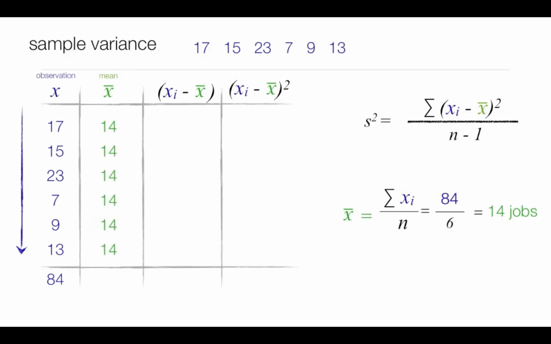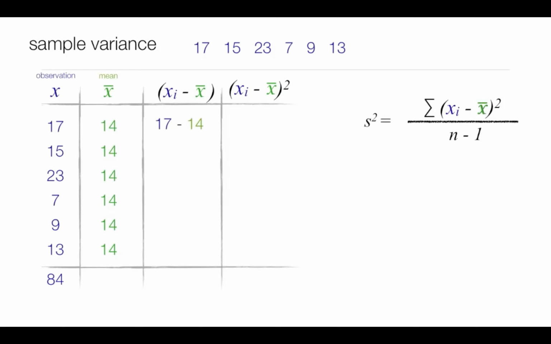Now the next column over is the observation minus the mean, like 17 minus 14. And of course that is equal to 3. Then I have 15 minus 14, and that's equal to 1. 23 minus 14, that's equal to 9. 7 minus 14, that's a negative 7. 9 minus 14, that's negative 5. 13 minus 14, that's negative 1. If I add up this column, it should always add up to 0. Always 0. That's a good way to check your numbers too.